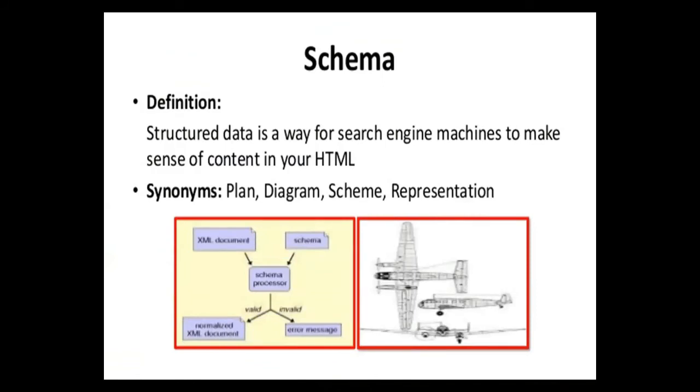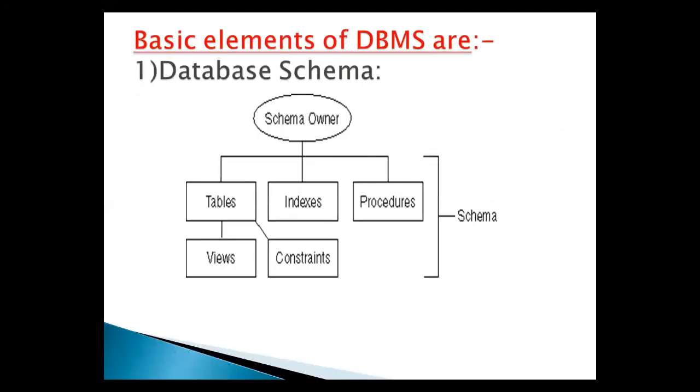Definition of schema. What is a schema? Structured data is a way for a search engine to make sense of the contents in your HTML. The basic element of the database management system is first the database schema. A schema is quite simply a group of related objects in a database. Within a schema, objects that are related have a relationship to one another.